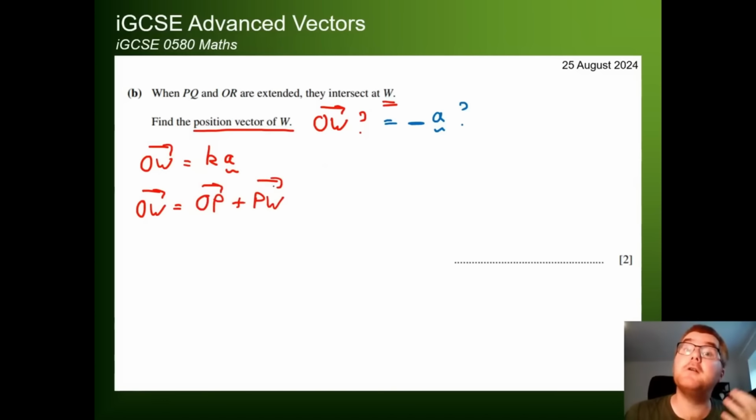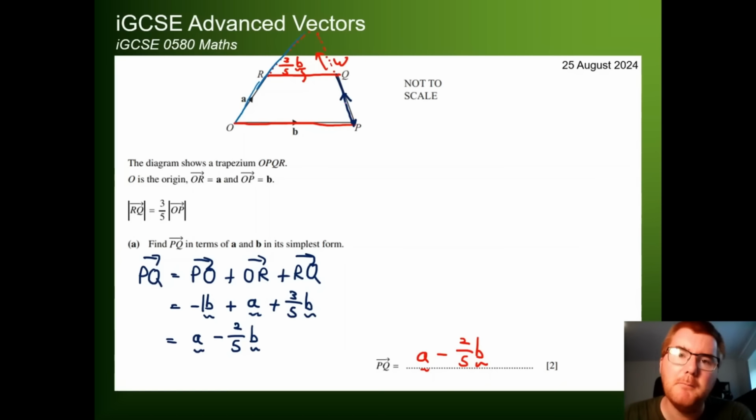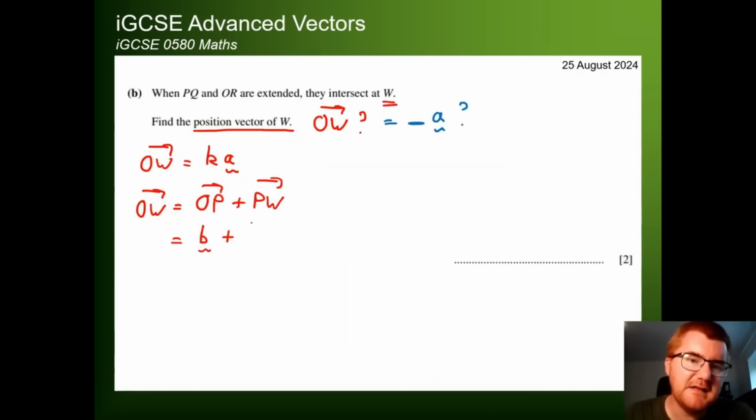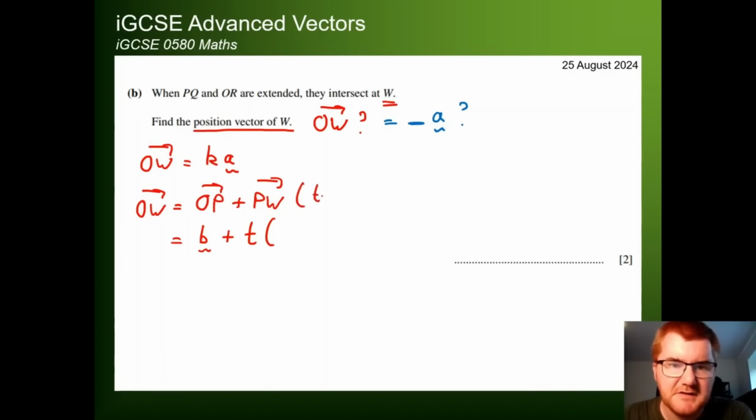This is where part A is very important for part B. Now the vector O to P is equal to B. And so this vector PW is some multiple along this line, a multiple of this PQ that we worked out before. So let's call this some kind of T, we don't know what this T is, of that vector PQ. So let's write that in. So some T times PQ. So PQ was A minus 2/5 B.